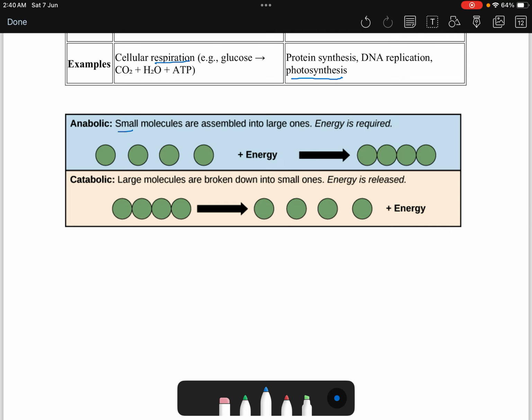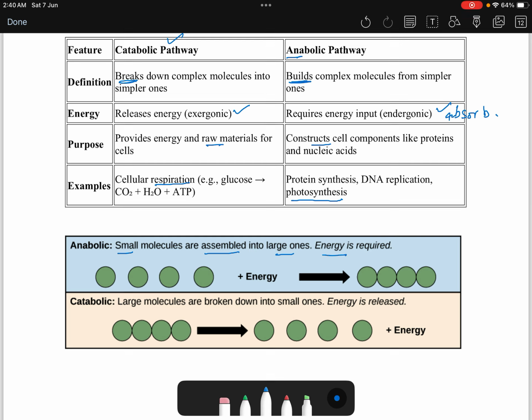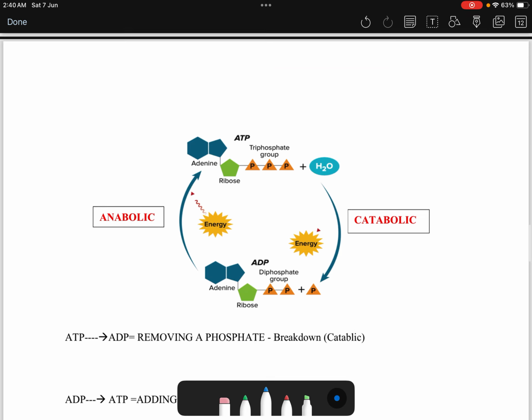Anabolic: small molecules are assembled to join into large molecules and energy is required. You have the energy over here. So how you define it, you can easily say that a large molecule is made from small molecules by absorbing energy, while large molecules are broken down into small ones and you release energy in this process.